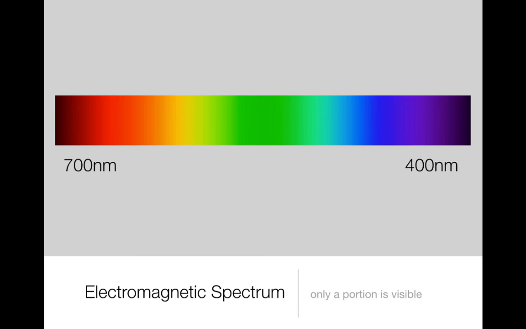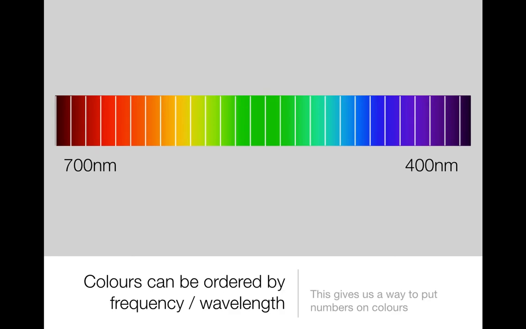But this gives us a way to organize color. The wavelength of the color is something we can use to organize it. So we could break up this rainbow scale, for want of a better description, and say, well, depending on where you fit along the rainbow range, that's the value we'll put on your color.